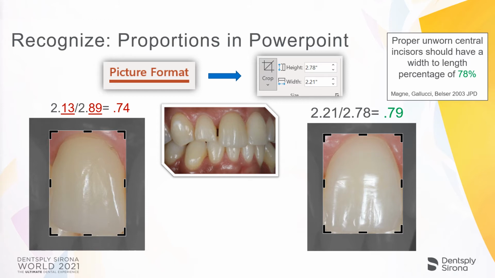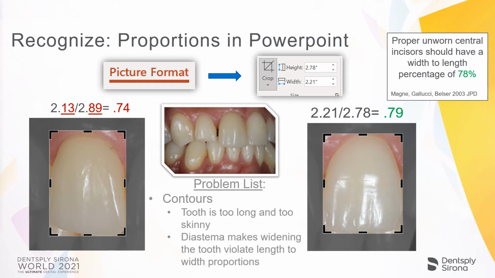So once we shorten this tooth, our proportion is now going to be very similar to that tooth that we have on the contralateral side, but now we're going to have this diastema that's going to widen the tooth and violate the length to width proportion. So that photo that we took, or those two photos, just spoke about 10 minutes of patient problems with this tooth.